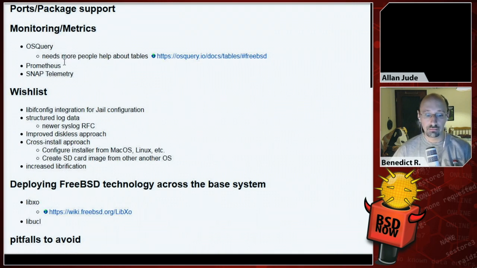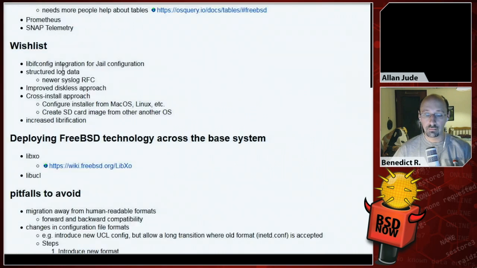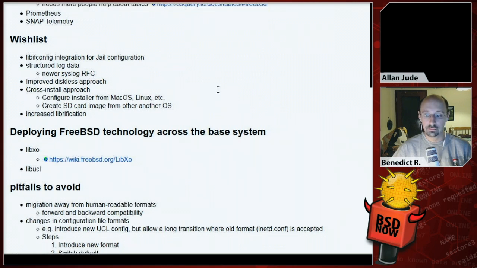A wish list of things like having libifconfig integrated, using jail configurations, structured log data, switching to a newer version of the syslog RFC, improving diskless approaches so that you can run machines with no disks and not necessarily rely on NFS or something, things like that. Looking at cross-install approaches and how to configure the installer from macOS or Linux and then install FreeBSD. Or creating SD card images on other OSs and that type of stuff.